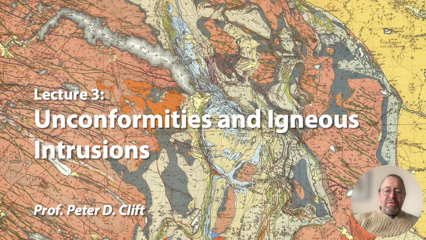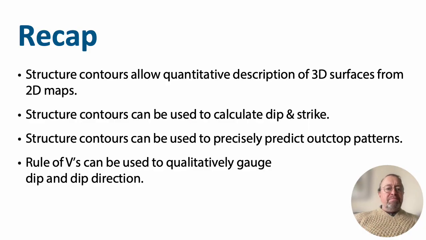Hello, and today we're going to continue our exploration of our understanding of geological maps through looking at unconformities and igneous intrusions and how those look on the map. So, as you may remember from last week, essentially we've been learning how to use structure contours, which allow us a quantitative description of 3D surfaces, right? So we can use 2D maps to understand how geological structures behave in 3 dimensions.